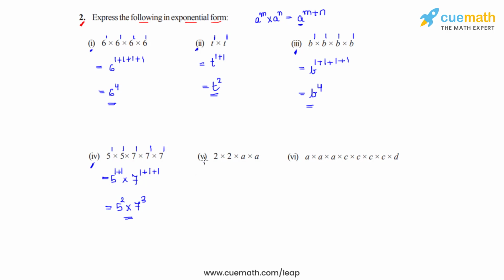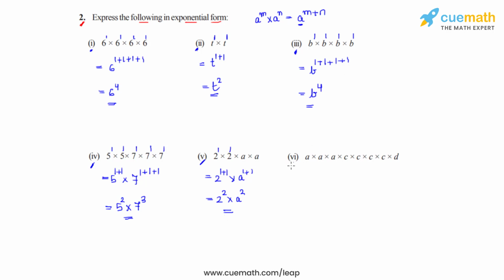Similarly, in the fifth bit as well, we have 2 and a. 2 is multiplied 2 times and the power of 2 is 1. So that can be written as 2 raised to 1 plus 1. Similarly, a can be written as a raised to 1 plus 1. So we get it as 2 raised to 2 times a raised to 2. And this is the exponential form for the fifth bit.